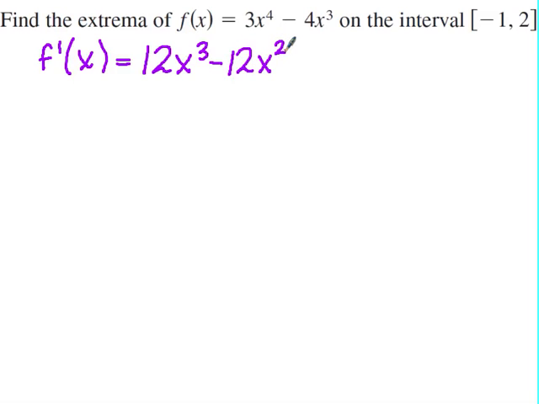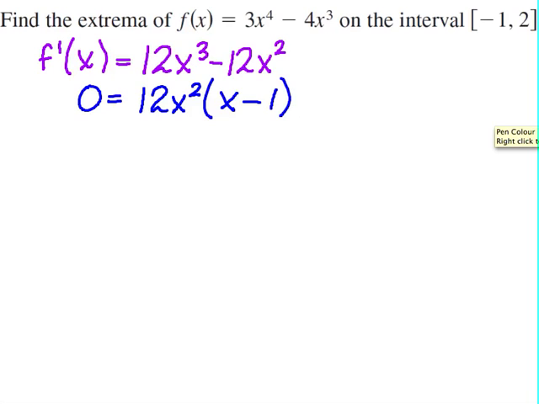Now, in order to find the extrema, I need to set that derivative equal to 0, because I'm going to find my critical numbers. So 0 equals. Now, in order to solve that for 0, I'm going to need to factor in this case, because I notice that each of these terms contains a 12 and an x squared. So if I take 12x squared from 12x cubed, I get x minus 1. So now, according to our zero product property, which is something you learned way back in algebra, in order for this statement to be true, either 12x squared equals 0 or x minus 1 equals 0.